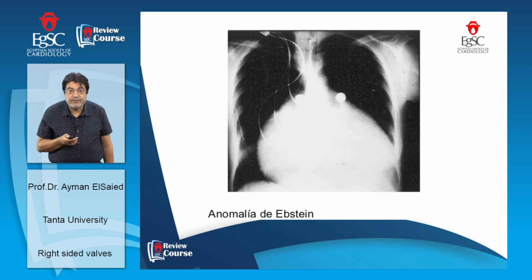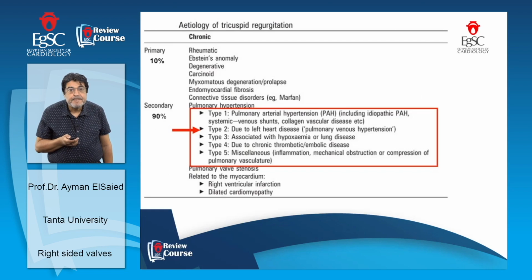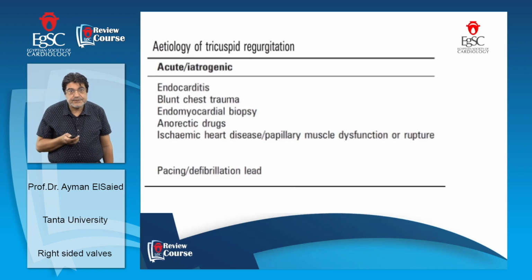This is an example of Ebstein anomaly. And the secondary causes are very important. This may be pulmonary artery hypertension due to left-sided heart lesions, dilated cardiomyopathy, or mitral valve lesions, and may be rheumatic, Ebstein, degenerative, carcinoid, or endomyocardial fibrosis. Also, trauma is very important in the tricuspid valve. It is an anterior structure, and blunt or sharp trauma can induce tricuspid regurgitation. Also, pacing and defibrillation leads may induce tricuspid valve incompetence.